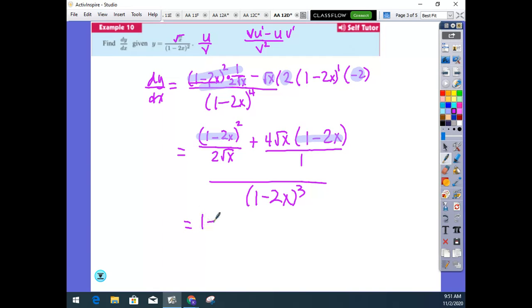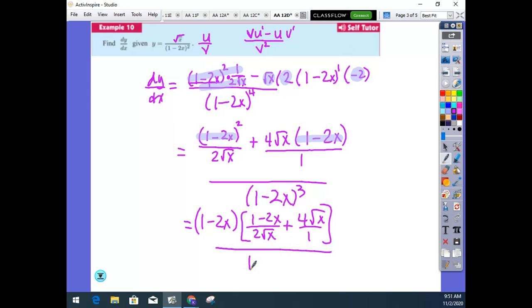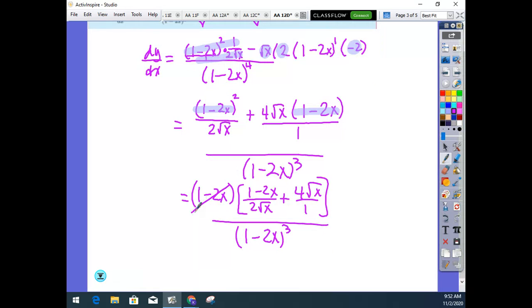If you factor out 1 minus 2x from the top, I get 1 minus 2x over this plus 4 square roots of x over 1. And this is all being divided by 1 minus 2x to the fourth. Then this can cancel out one of these. That's where it turns to the third.